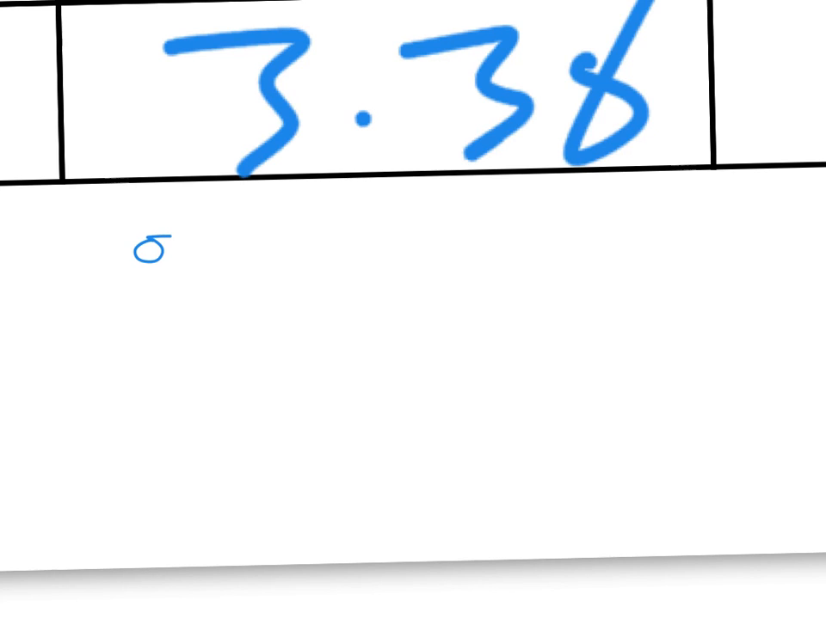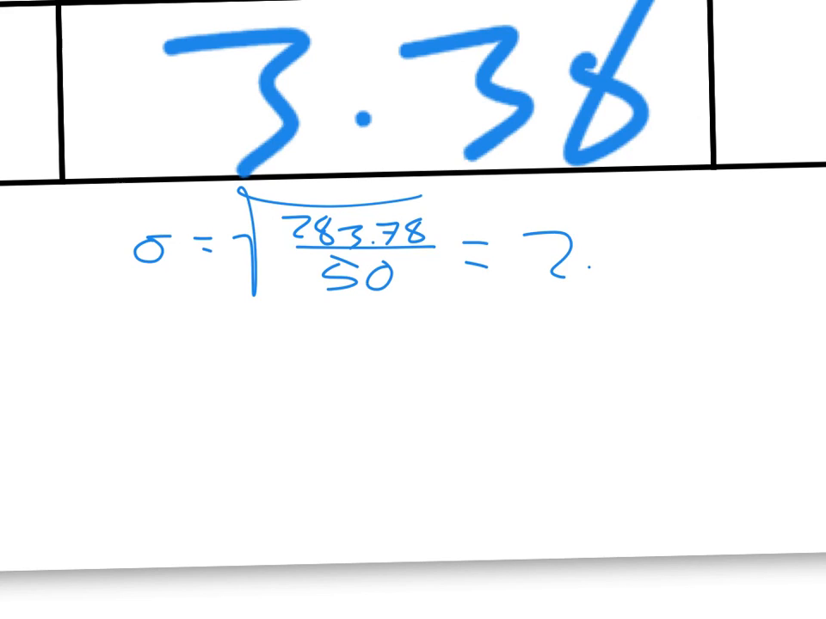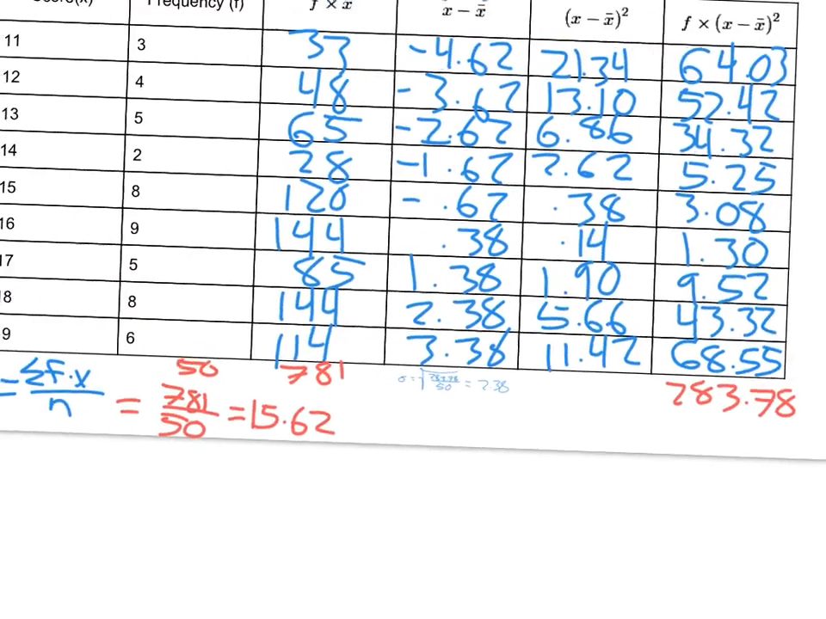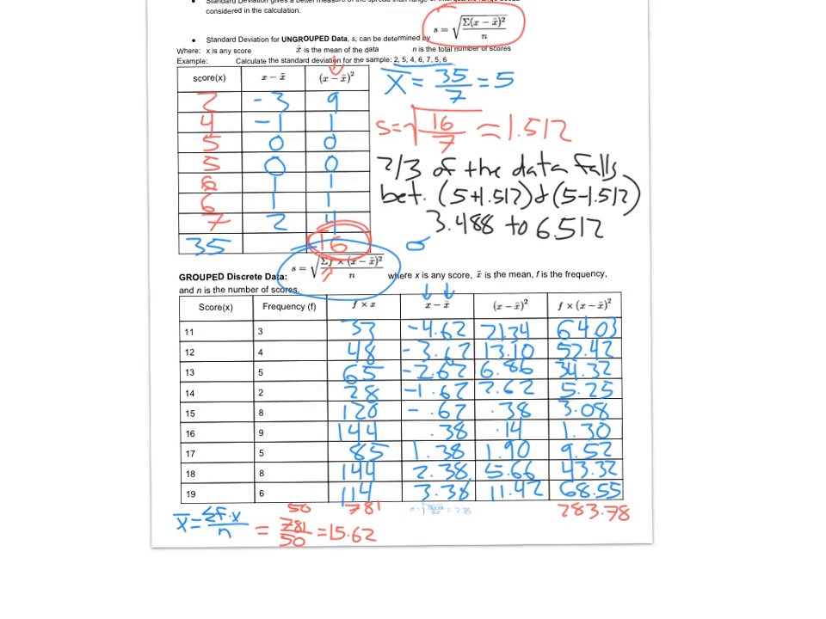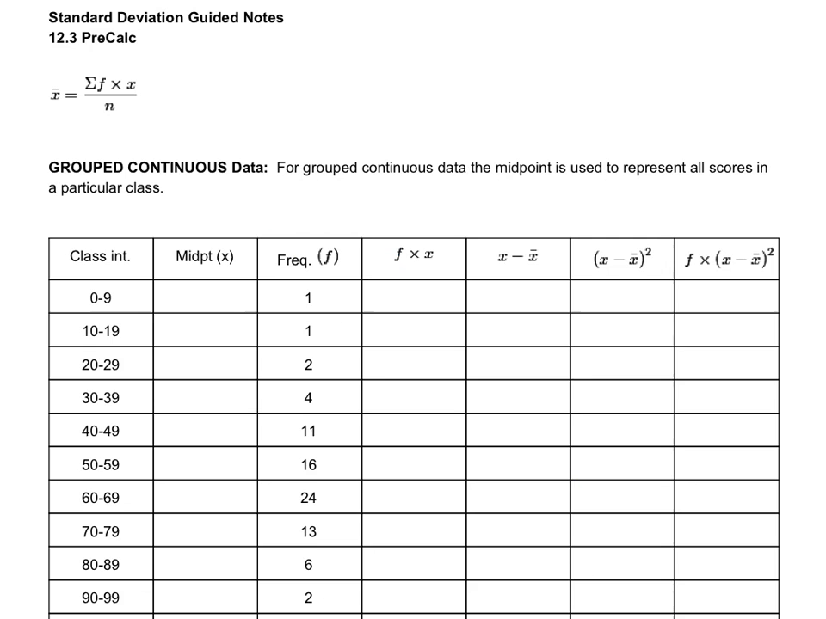And so standard deviation is the square root of that sum of our last column, which was 283.78, divided by the total number from this data set, which was 50. Okay. And so when I actually calculate that, it's going to be roughly 2.38. So 2/3 of our data is roughly 2.38 units from that 15.62. Okay, on to the next slide.